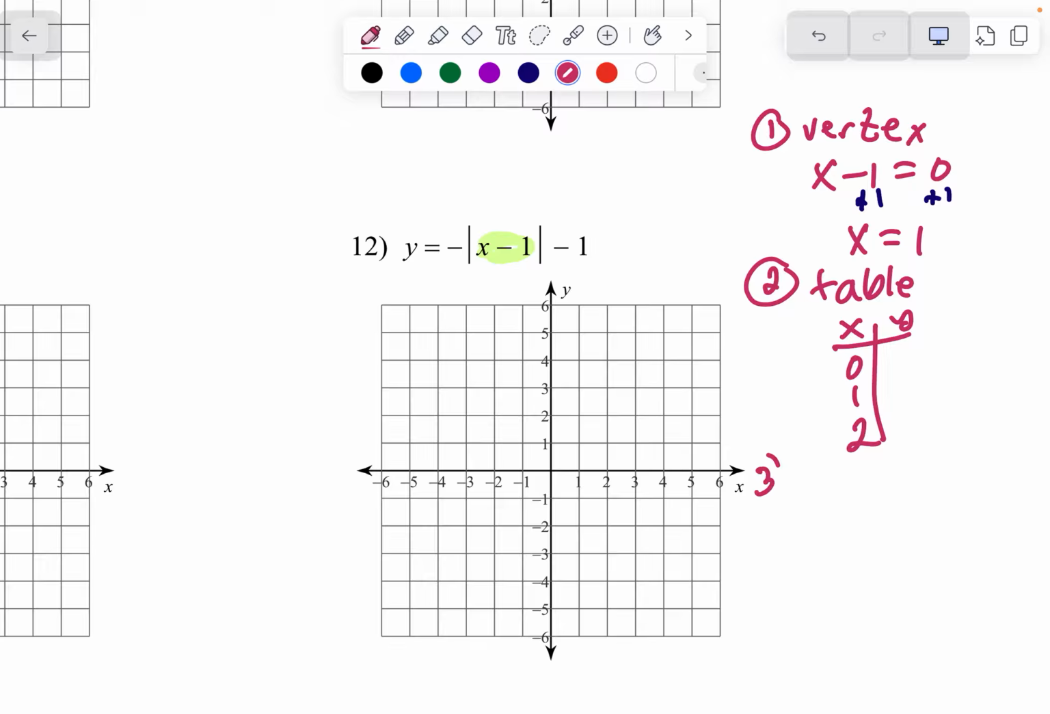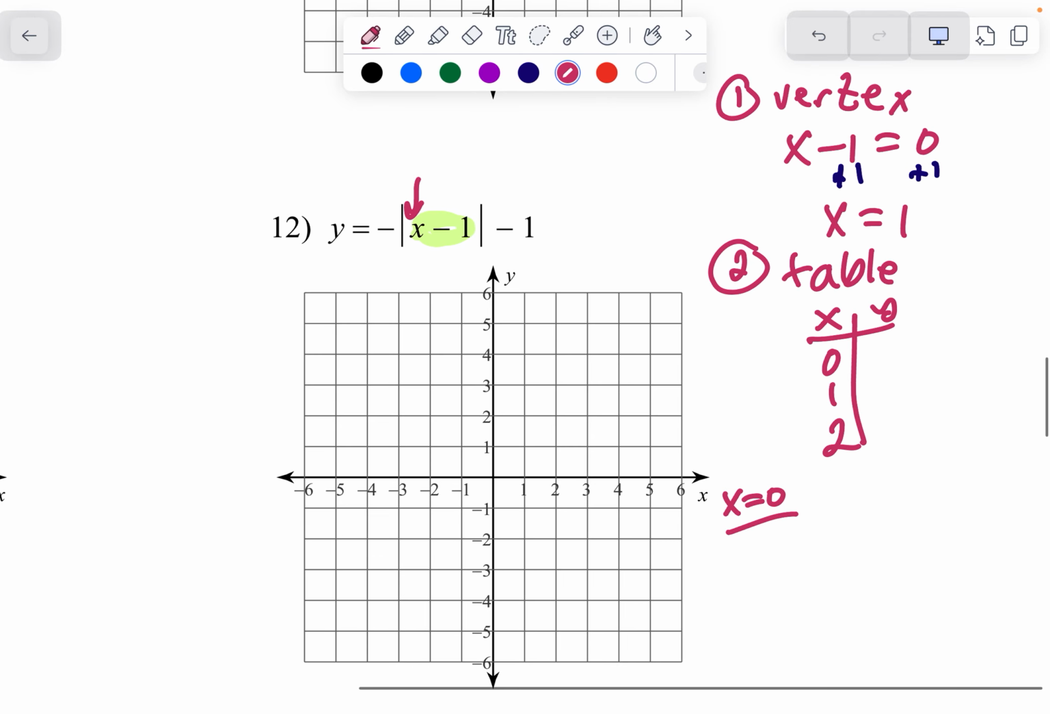And the third thing now is to graph it. But we haven't finished our table yet, so let's wait for number 3. Let's finish our table. So if x is equal to 0, we're sticking the x right there. Now we have to follow order of operations when we do that. So we're going to get the negative absolute value of 0 minus 1, minus 1.